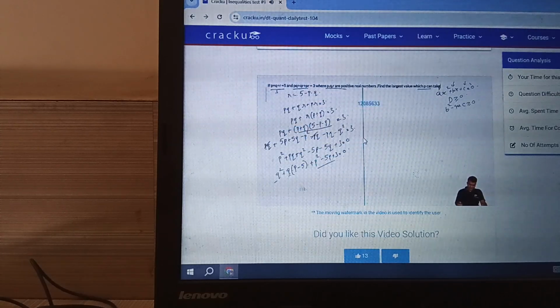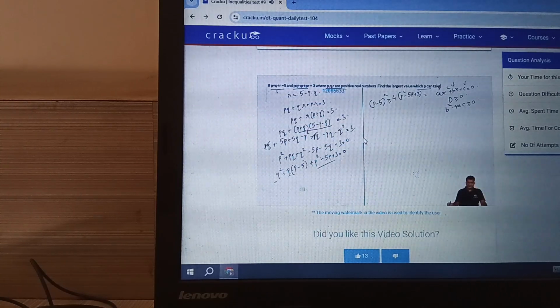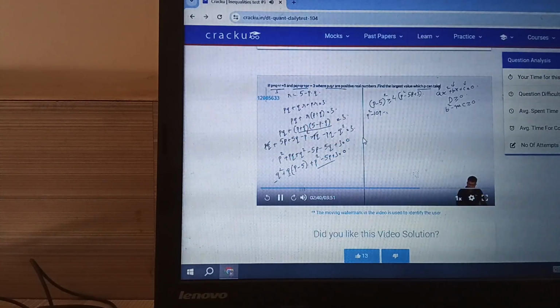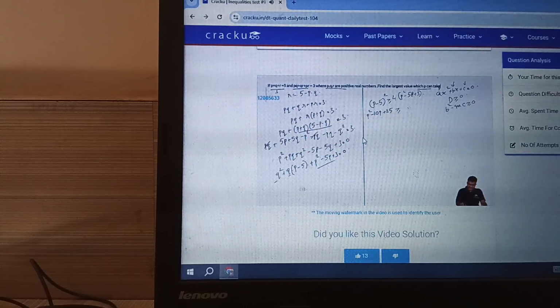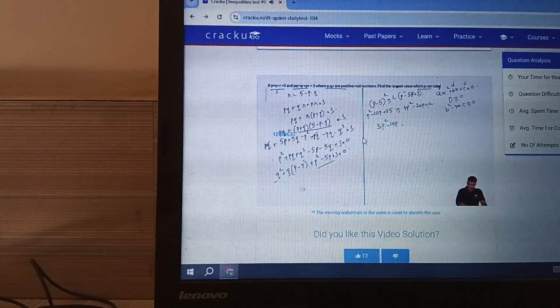So in this particular case, what that would imply is that P minus 5 whole square will be greater than or equal to 4 times P square minus 5P plus 3. So let us try to expand this. It would imply that P square minus 10P plus 25 is greater than or equal to 4P square minus 20P plus 12. So this would imply that 3P square minus 10P minus 13 is less than or equal to 0.